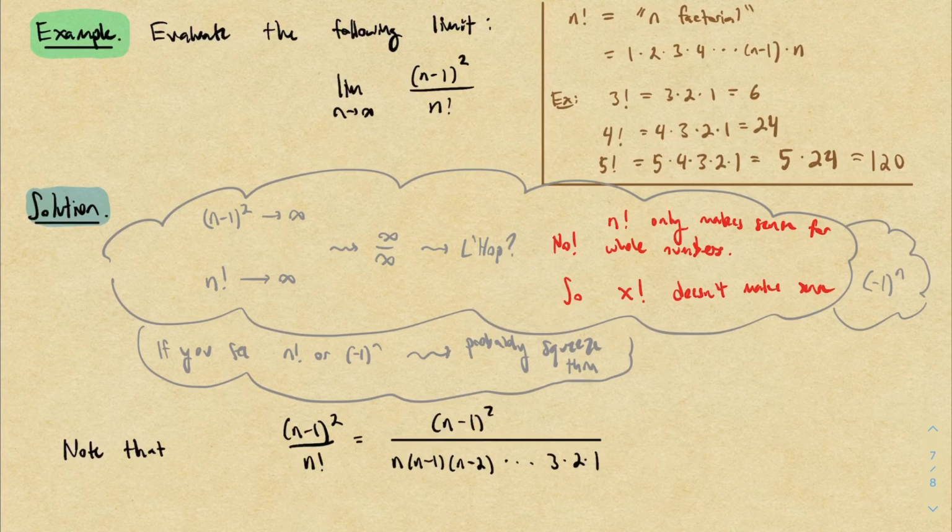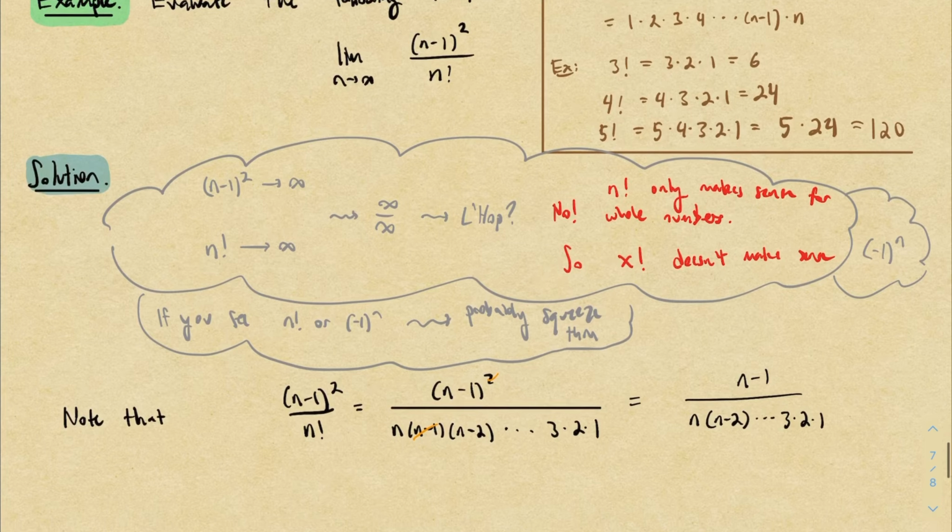Having done this, one immediate thing we could do is say, well, there's a common factor of n-1 on top and bottom. Simplification is almost never a bad thing, so we could just cross one of those factors out. That'll leave us with a simpler expression. I have (n-1) over n times (n-2), all the way down to 3 times 2 times 1. I just deleted that n-1 factor from the denominator.